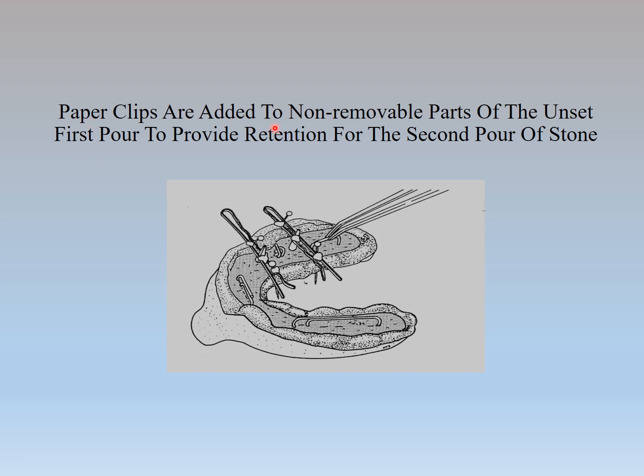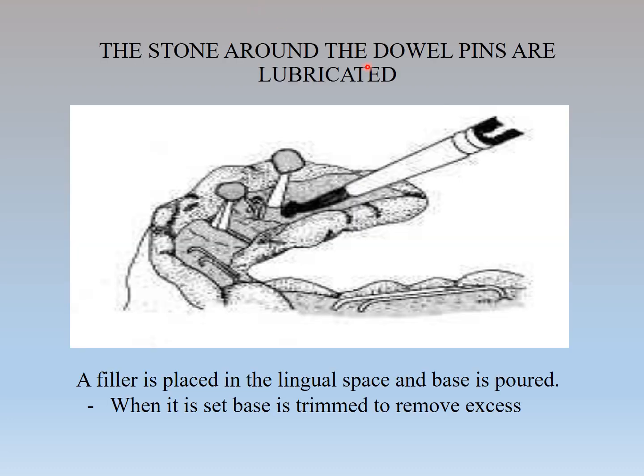Paper clips are added to non-removable parts, okay, like this, the non-removable, but just to give it more retention and strength for the second pour, guys. Okay, so it's like making retention glue. Okay, the stone around the dowel pins is lubricated. A filter is placed in the lingual surface and base is poured.